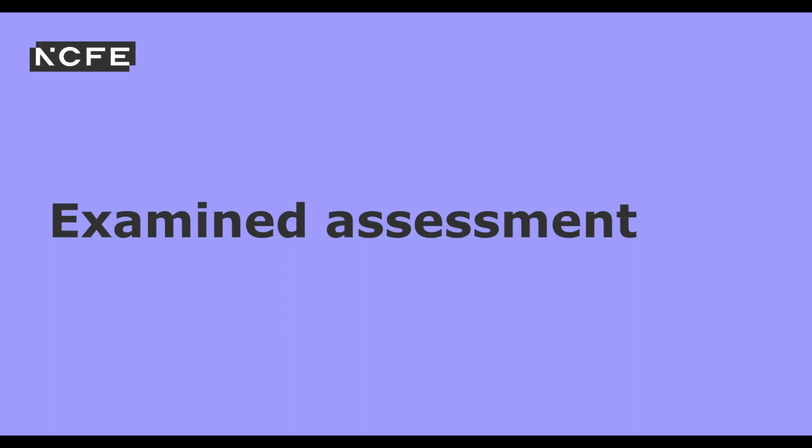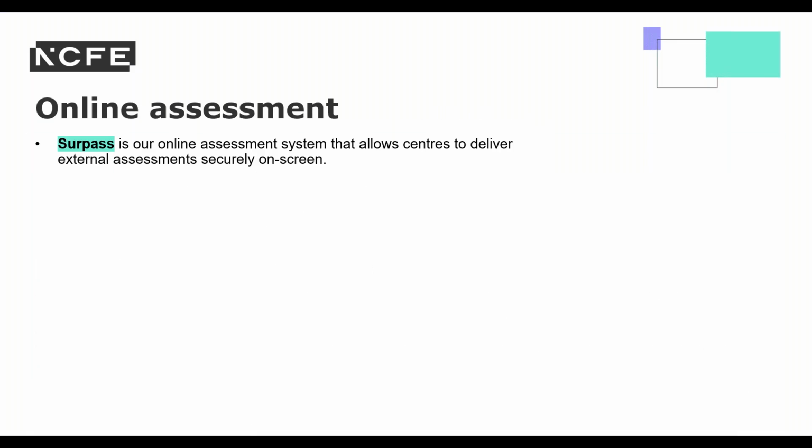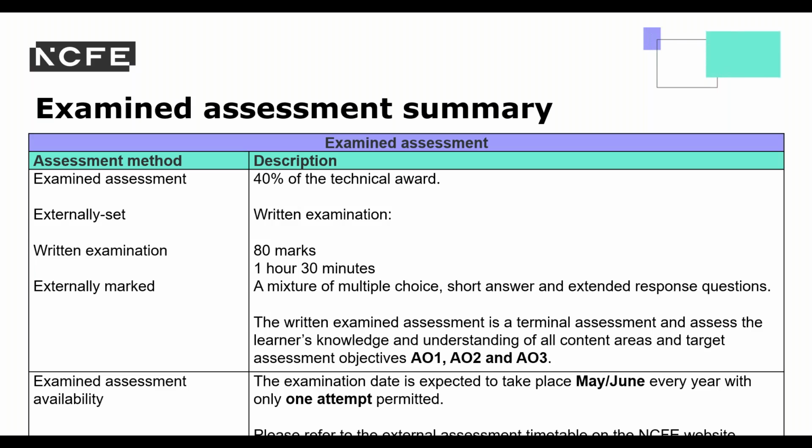There will now be more detail about the exam assessment, including the sample assessment materials that are also available. To summarise, the examined assessment, or the EA, is 40% of the technical award for the creative design and production. It has a written examination that is externally set by NCFE. Learners have 1 hour 30 minutes to complete it, and it is graded out of 80 marks.